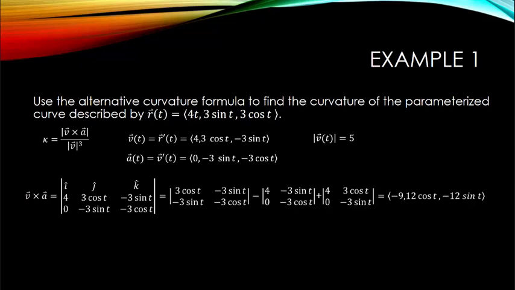I break this up by expanding about the first row. This gives me a vector with the components negative 9, 12 cosine t, and negative 12 sine t. The magnitude of the cross product is 15, so that my curvature using the alternative form is given by 15 over 125, which reduces to 3 over 25. And this is the measure of how tight my curve is.